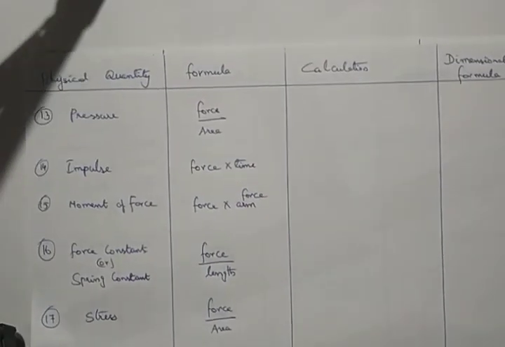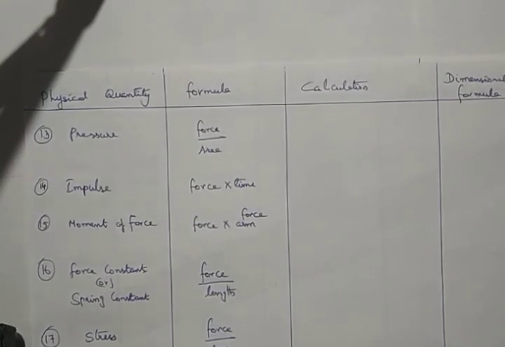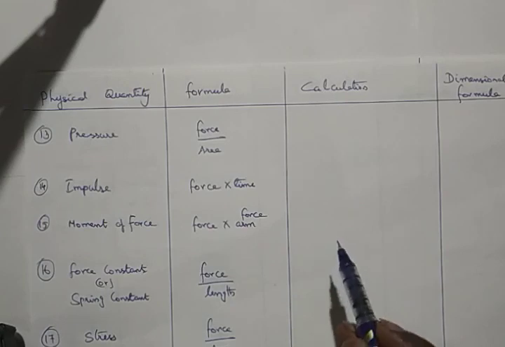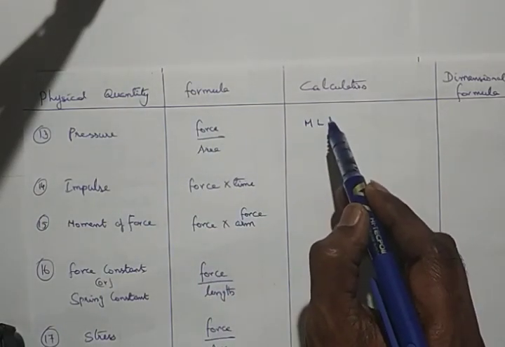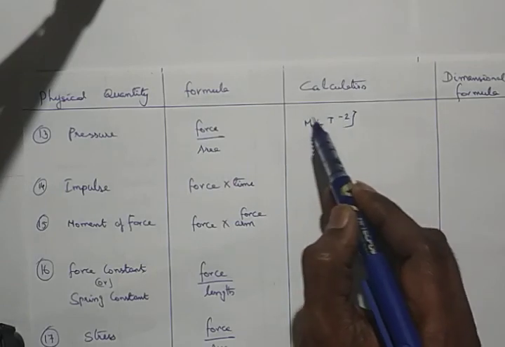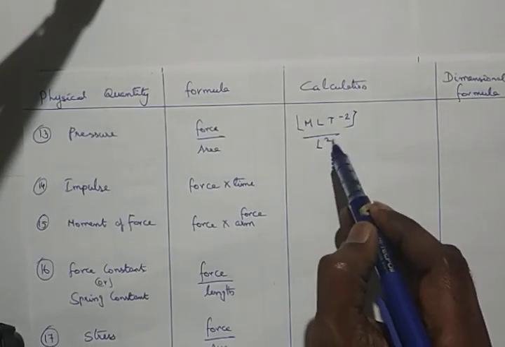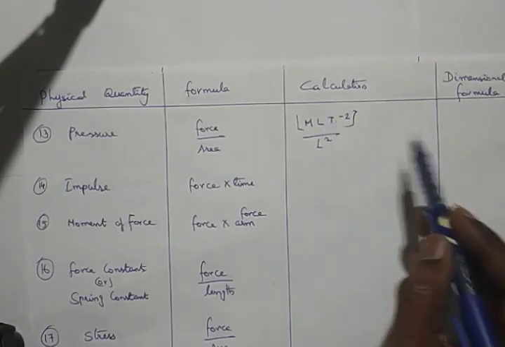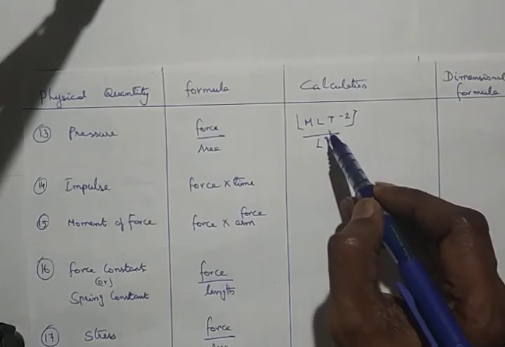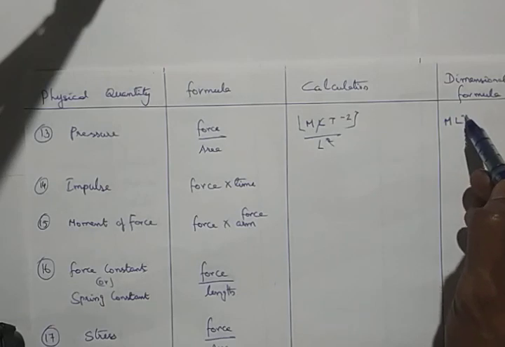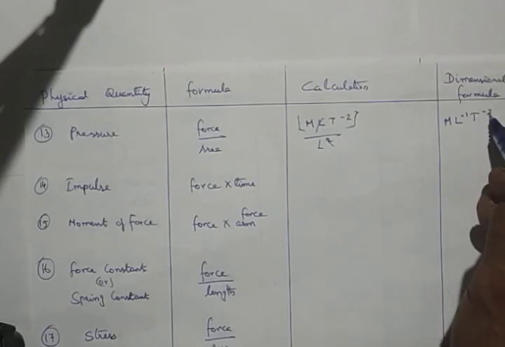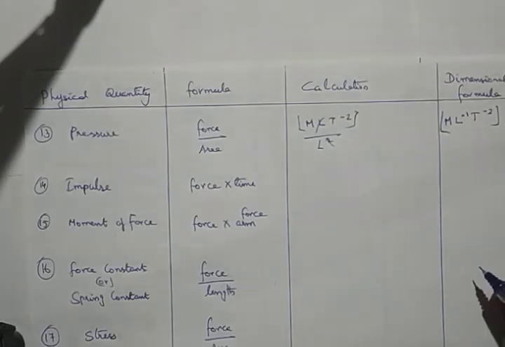The next set of formulas we are going ahead. Pressure. The pressure formula we already know, force upon area. So force is a formula, once again it's coming, MLT minus 2. That is the dimension of force. Area is L2. So this L2, when it goes up, maybe you can cancel this one and cancel this. So it becomes ML minus 1 T minus 2. So that is the dimension formula for pressure.